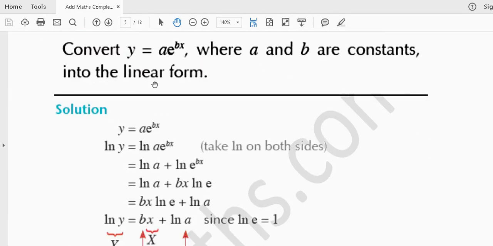Now this is exponential type. Like I said, I have taken 3 examples. We are converting it into linear form.